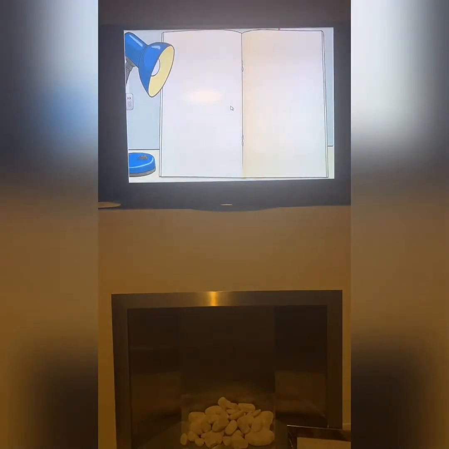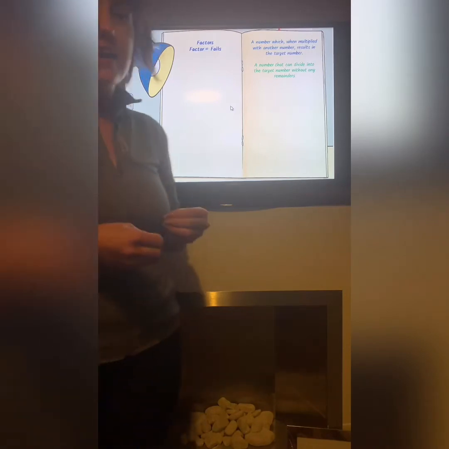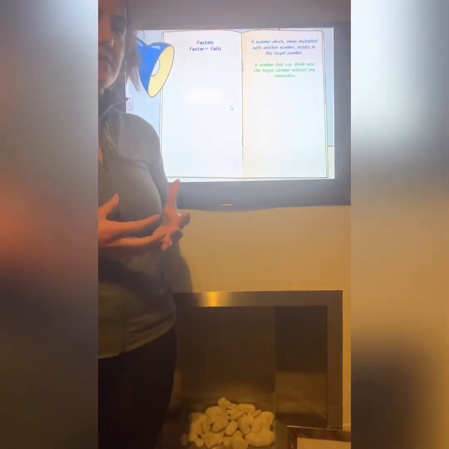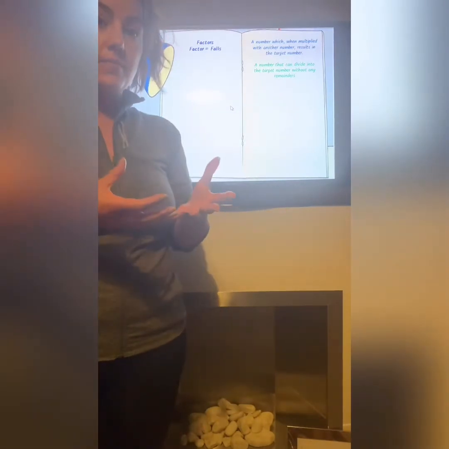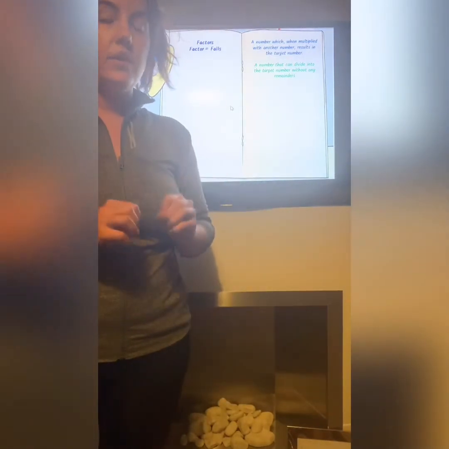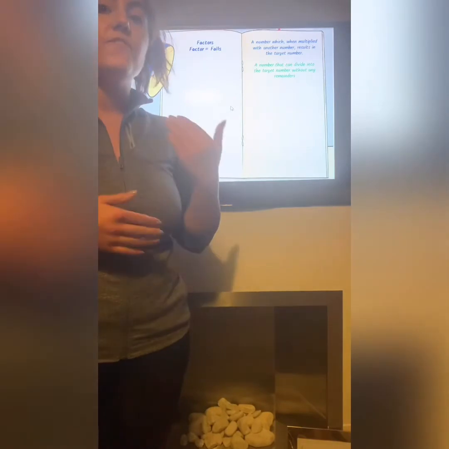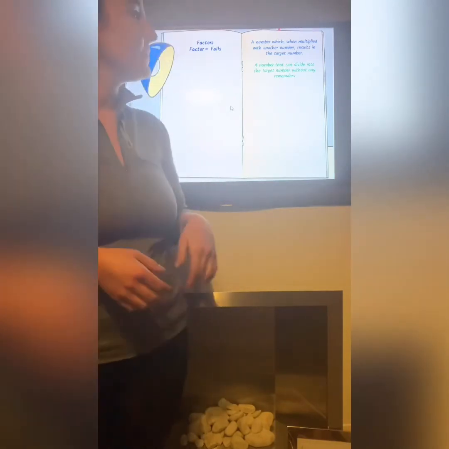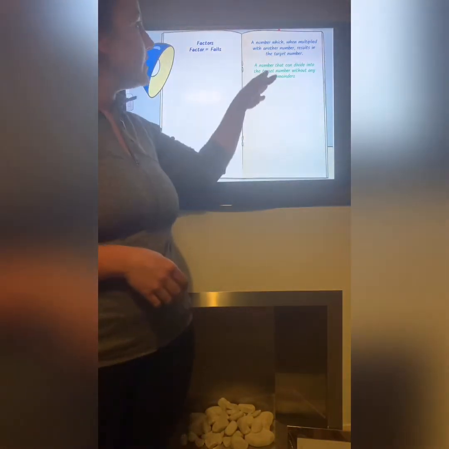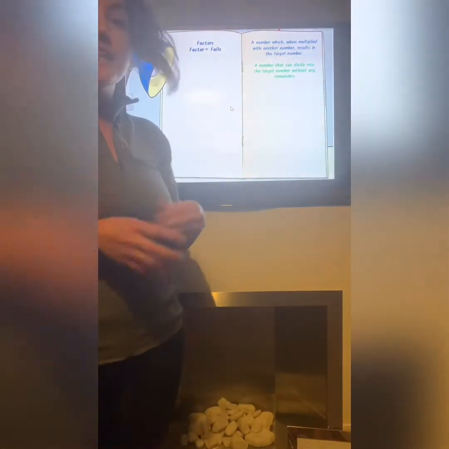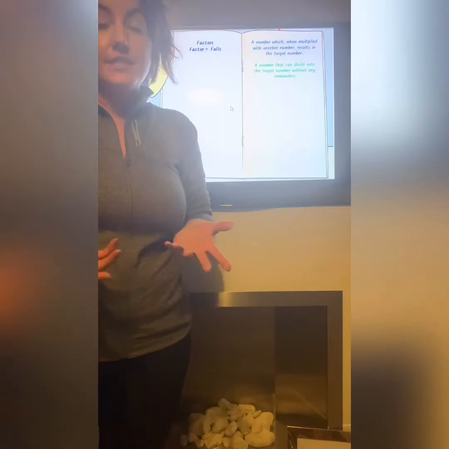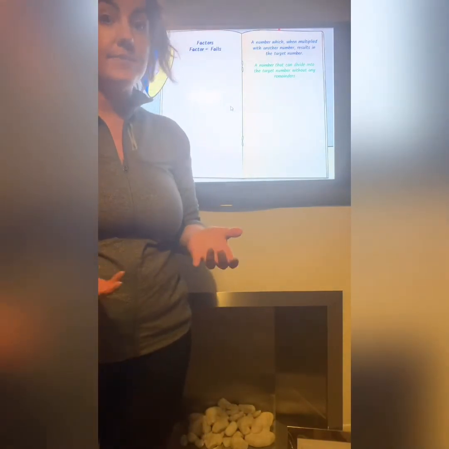Okay, so the first thing that we need to be looking at is what does factors mean? What does that word mean? Now, what you'll often find is you'll be given a number, what we call a target number, and you'll be asked to figure out what the factors of that number are. So there are two different ways to explain what a factor is. They're both connected to the inverse strategies that we have learned in class many times.